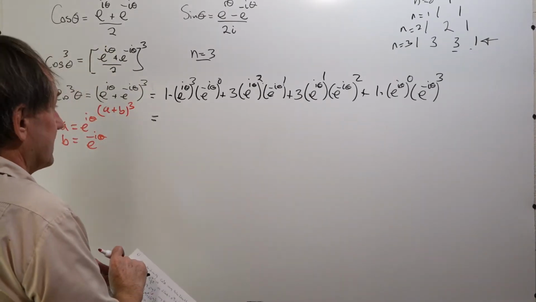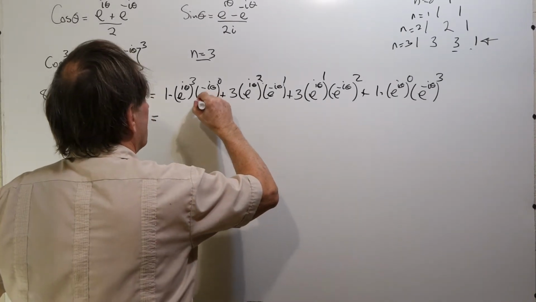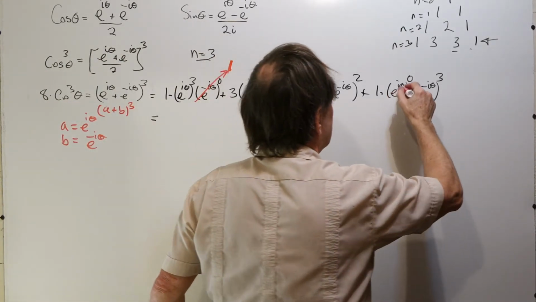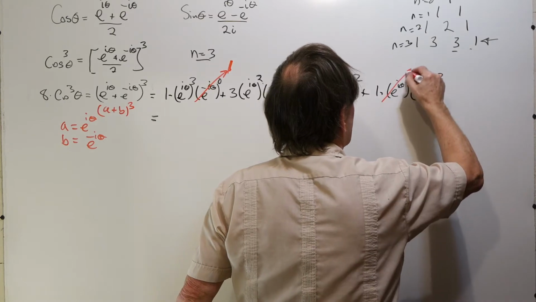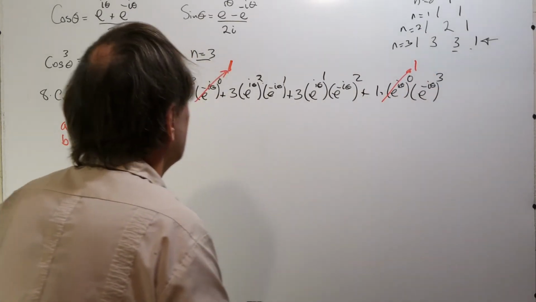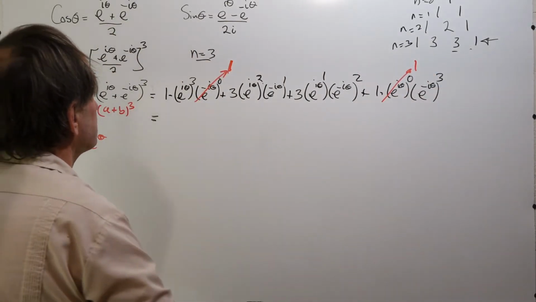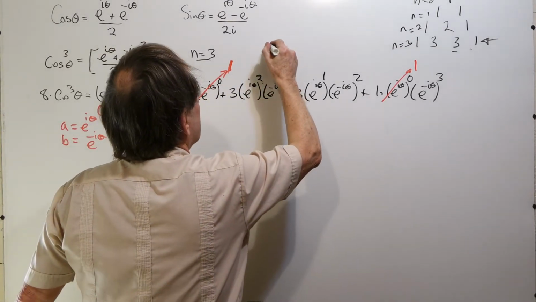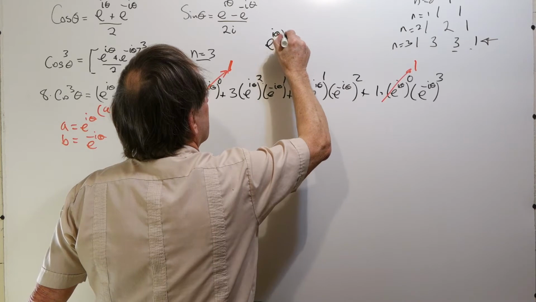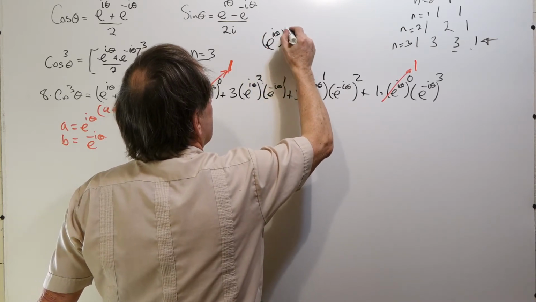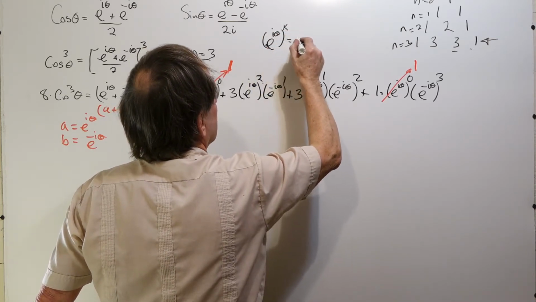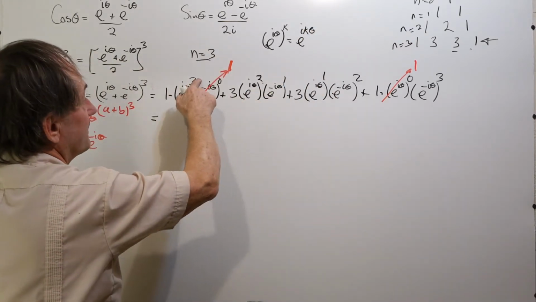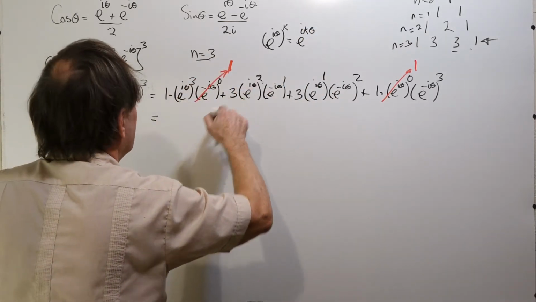E to the minus i theta to the 0 power is 1. Anything to the 0 power is 1. And same thing, e to the i theta to the 0 power is 1. So we can write this now as, remember, e to the i theta to, say, the k power is e to the i k theta. So we can bring the powers down in with the i theta.